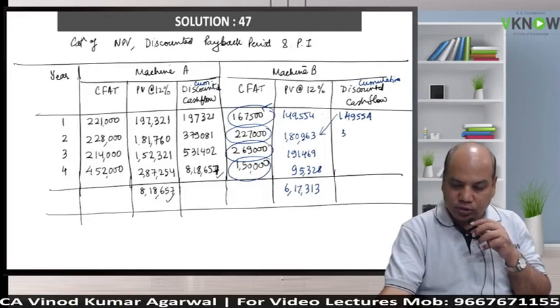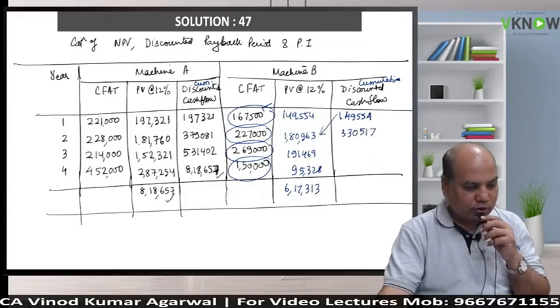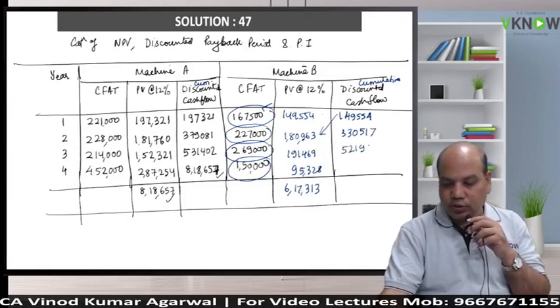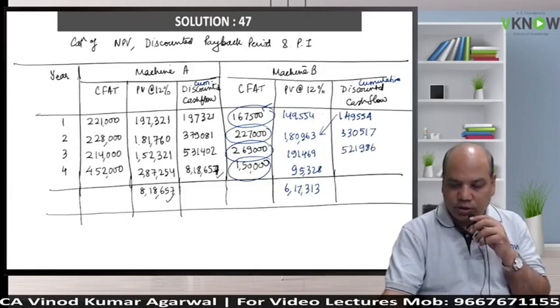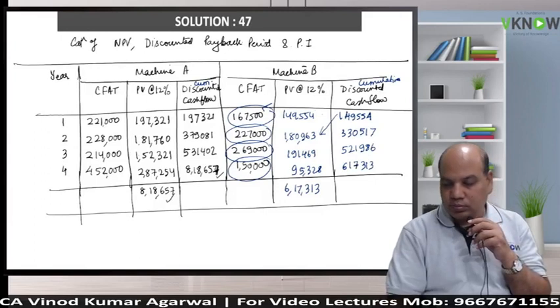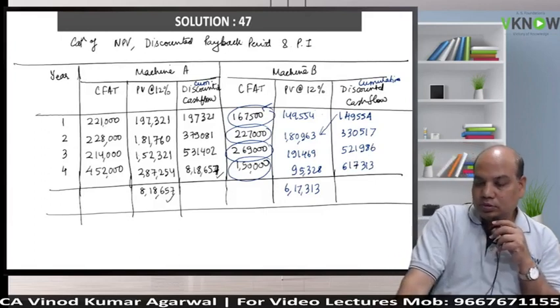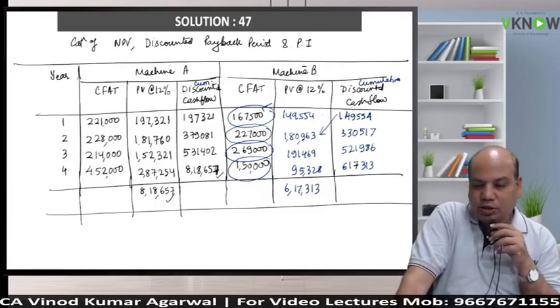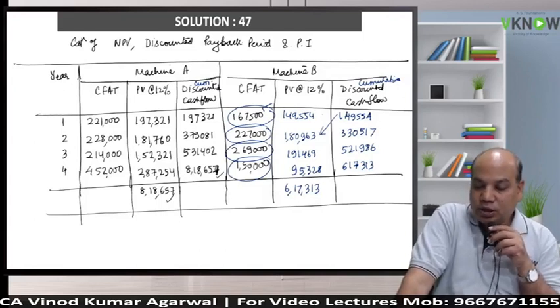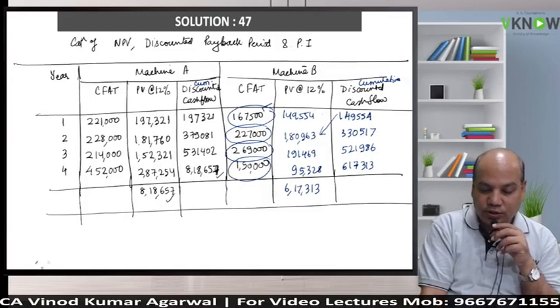3517. Okay, wonderful. Next, 521986. Yes. Okay, again, come on. Next, and that is the last one. It should match with this number. Both are the same, 617313. Please take the total properly. If you can't take the total, you will make a faltu, unnecessary mistake. That will cost you a lot.